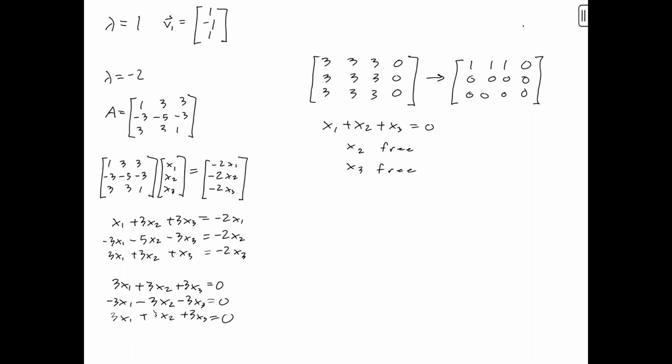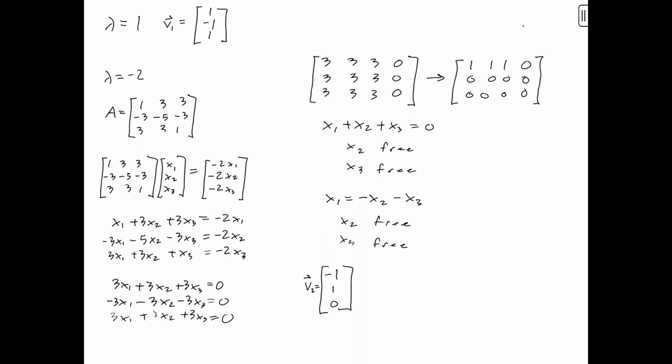Or put another way, x1 is equal to -x2 minus x3, and x2 and x3 are both free. Which means I can pick values for x2 and x3 and then get the value for x1. So let's pick for one of these vectors x2 is 1, x3 is 0. So that would make x1 have to be -1.